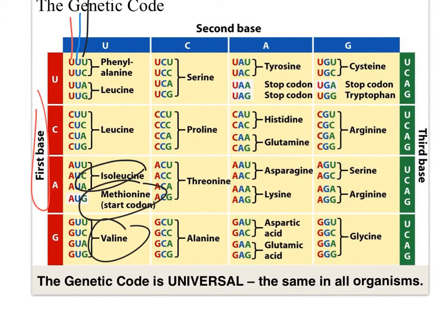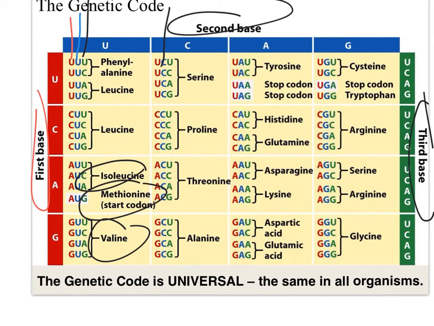When there's a change in the second base, that means the middle one. If it's a C, you get UC, and then some third base, you get serine, proline, threonine, alanine. Okay? And then here, of course, instead of a C, there's an A. And then finally, a third base.